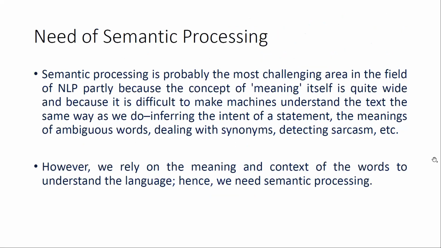So the need for semantic processing is that it is probably the most challenging area in the field of NLP, because the concept of meaning itself is very wide. For example, we may want to detect online sarcasm, right? We might need to deal with synonyms or antonyms, all those kinds of things. Our model should be able to interpret what is being said, and whether it is in the right way of writing it. For example, I am writing TIET in some text, versus I am writing TIET like this.